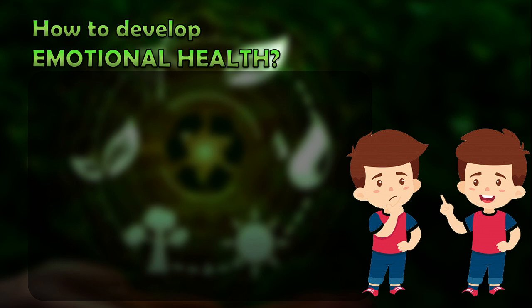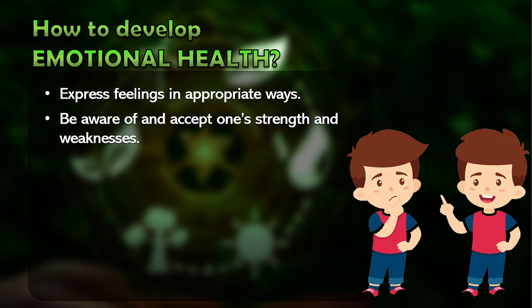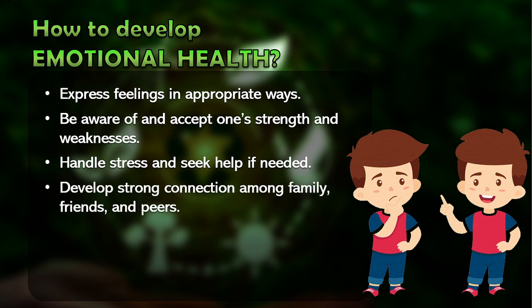And here are the examples of how a person develops his or her emotional health. Express feelings in appropriate ways. Be aware of and accept one's strengths and weaknesses. Handle stress and seek help if needed. Develop a strong connection among family, friends, and peers.